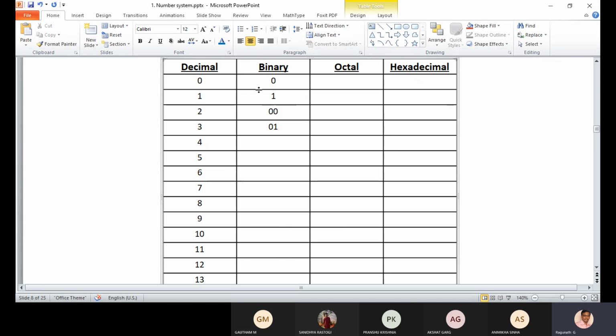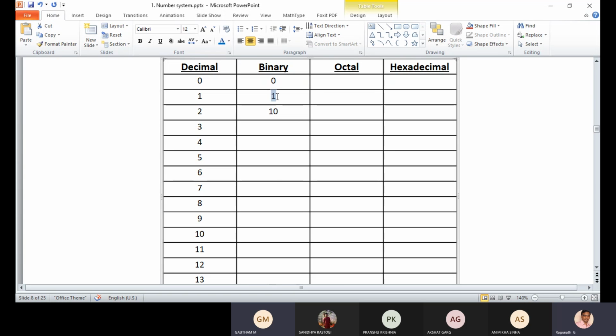Generally, if I write 00, what is that value? 0. If I write 01, what's that value? 1. These are available? Yes, sir. So what is the next number? 10. You got my point. Now what you have to do? You have to assume this 1 is nothing but like 9 in decimal. In decimal system, what is the value of 9 plus 1?